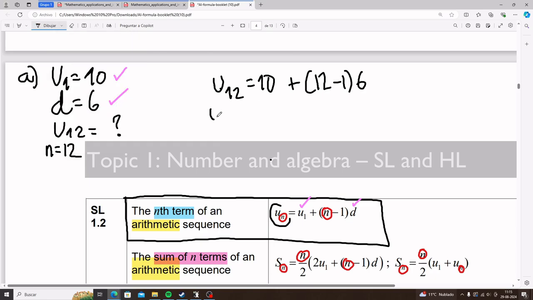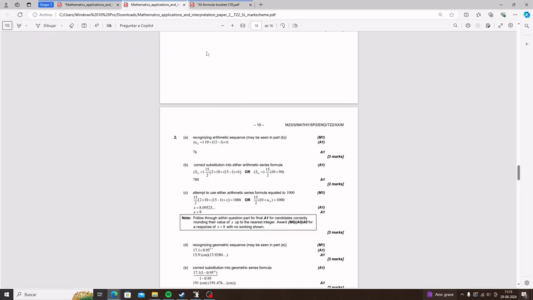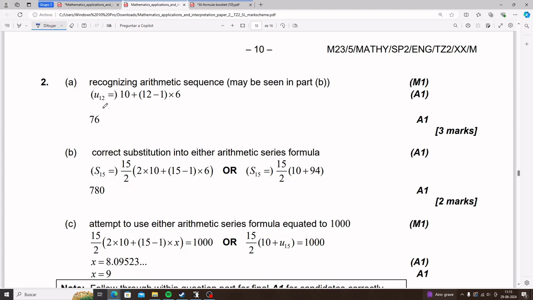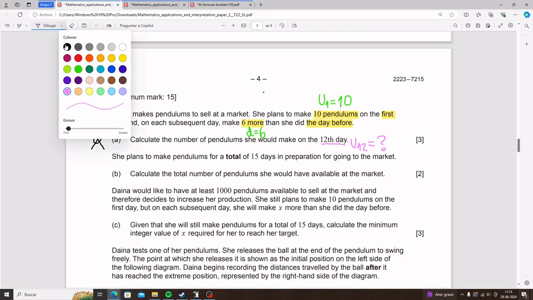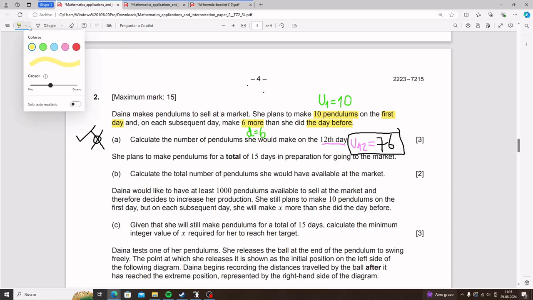So U12 is this whole thing. Clearly I gotta do 10 plus 12 minus 1, 11 times 6. So U12 has to be 10 plus 66, and with some quick maths, U12 for part A has to be 76. Just so that you all believe me and trust this guy on the internet, at least for math, here you have that 76 right there. Method point for using the appropriate formula. Cool. So for part A, we have that U12 ended up being 76. Let me put it in blue, just so that we remember that this is the answer.